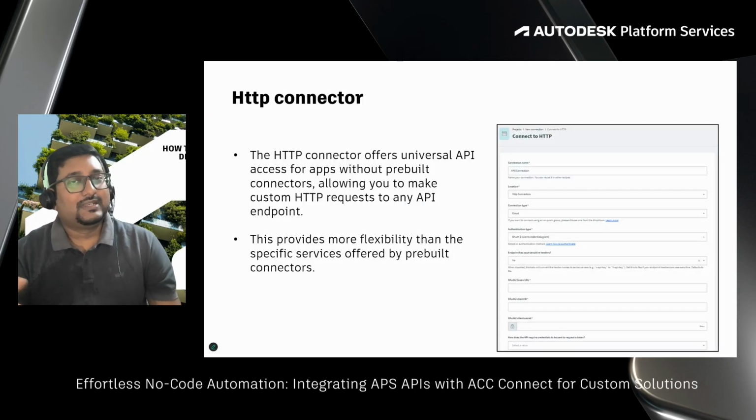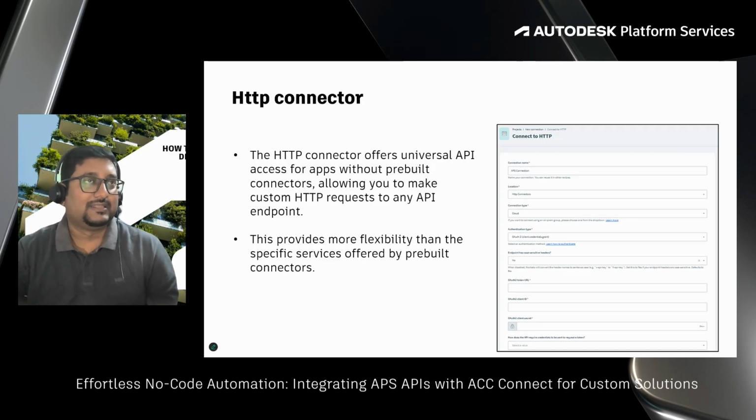Now, moving on to the next important functionality: not all the time will you need to connect to Autodesk Platform Services. You'll need to connect to third-party API platforms as well. The HTTP connector offers universal API access for applications without pre-built connectors. You can make HTTP requests to any other API endpoint for which we have publicly available APIs. This provides more flexibility than the specific services offered by pre-built connectors. You can control the amount of data you're receiving at this stage, and also the data structure, by specifying all that detail in the connector.